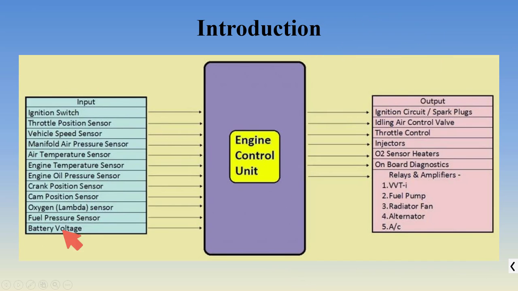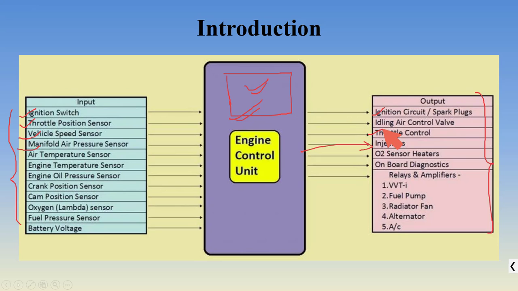Engine control unit has several inputs. What are those inputs? It can be ignition switch, throttle position sensor, vehicle speed sensor, manifold air pressure sensor. There are so many sensors that are used. All these sensors collect their specific information and send it to the engine control unit. Based on this information and whatever the code is written inside the engine control unit, the engine control unit sends a suitable output to all the actuators. Based on this signal the spark plug will burn.